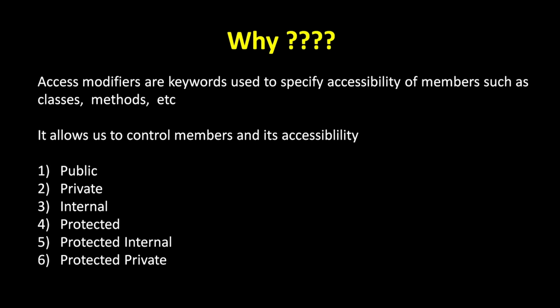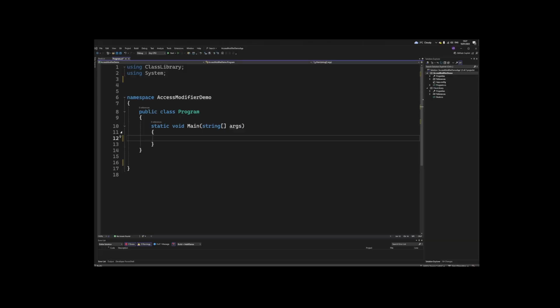There are different types of access modifiers: public, private, internal, protected, protected internal, and private protected. We'll look into those in detail now. Let's create a public class called Book. This class is directly inside the namespace.